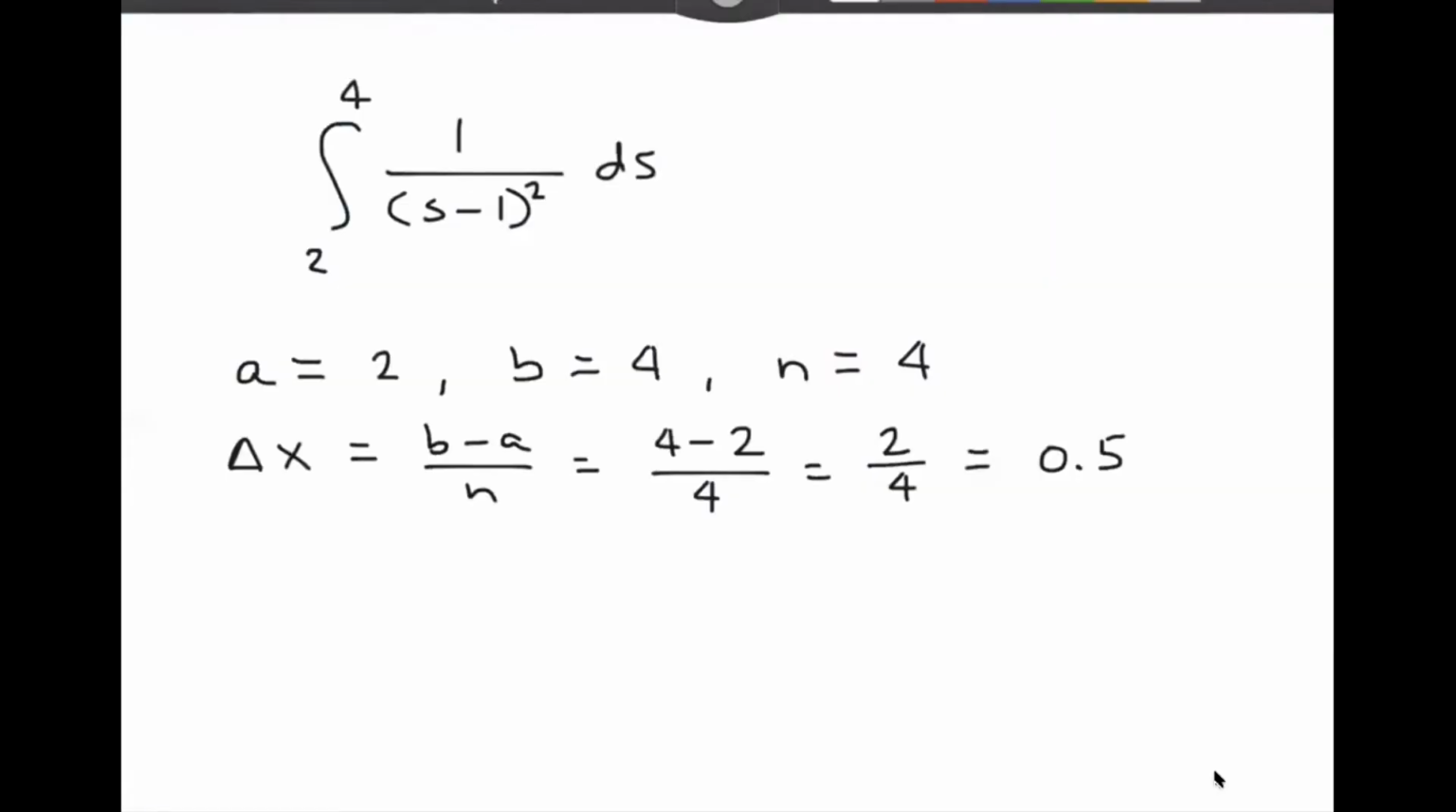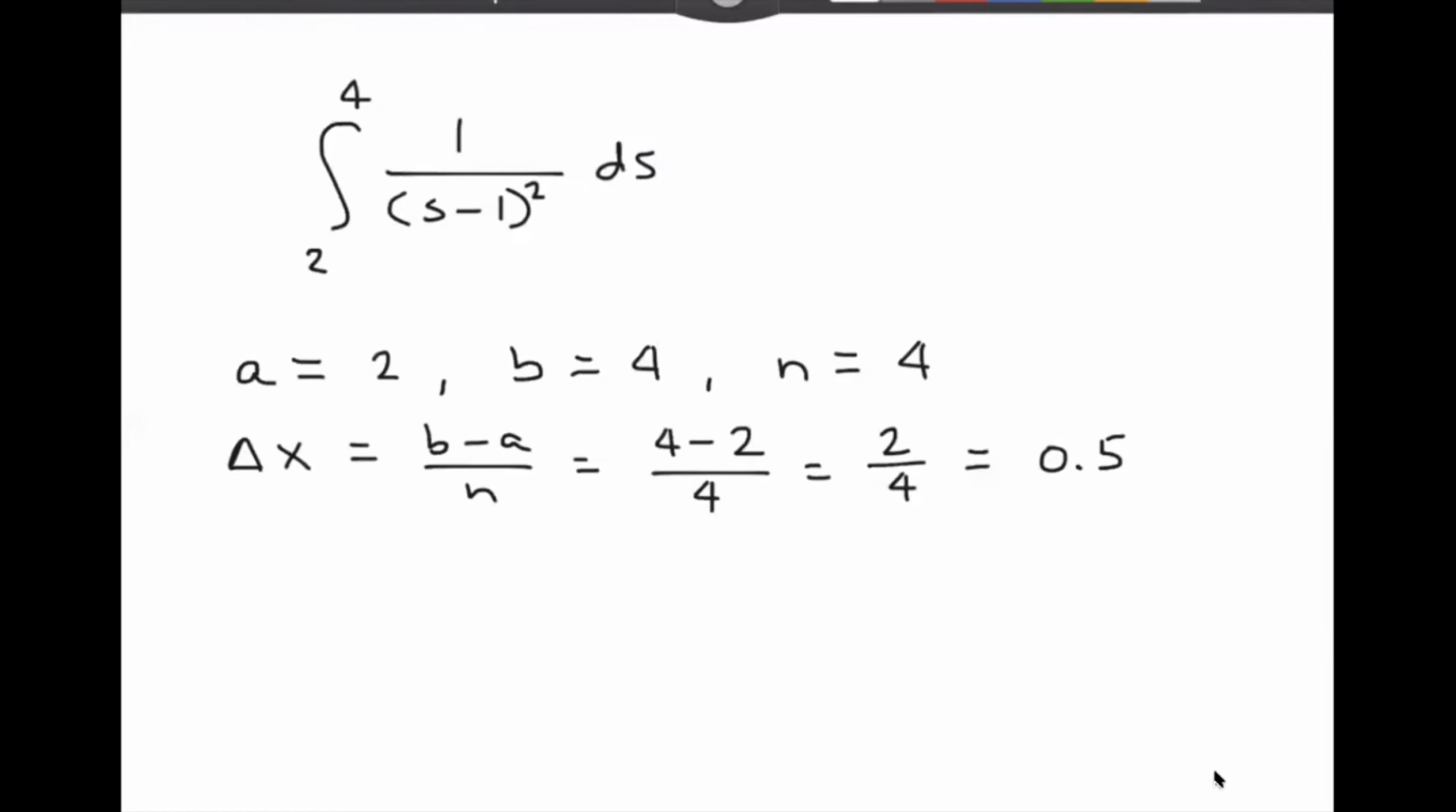Okay, I thought about doing that part of the video over, but I haven't really gotten too far into the problem yet. So once again, a is equal to 2, b is equal to 4, and n is equal to 4. So that means that delta x is b minus a over n, which is 4 minus 2 divided by 4, which is 2/4 or 0.5.